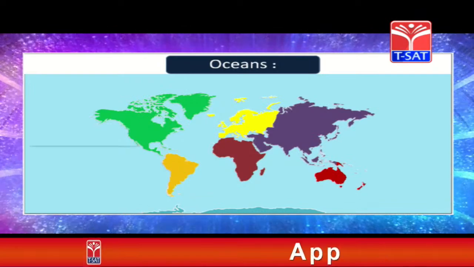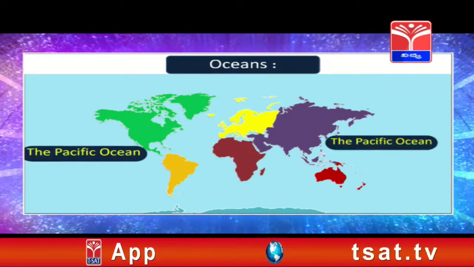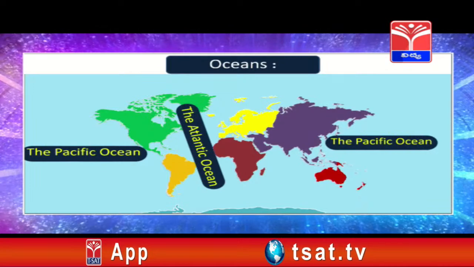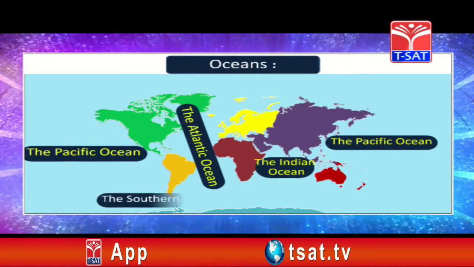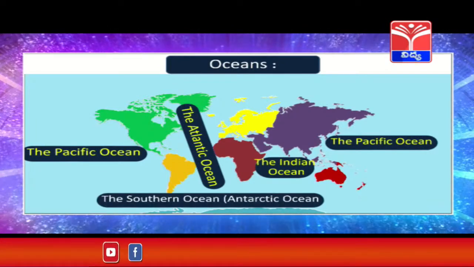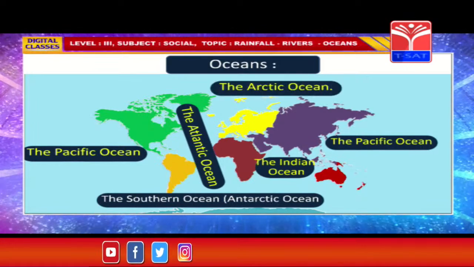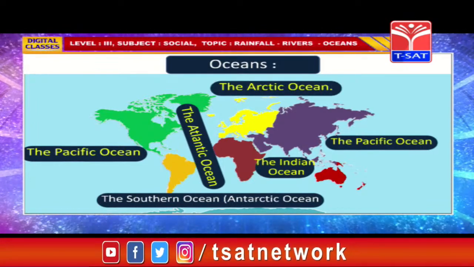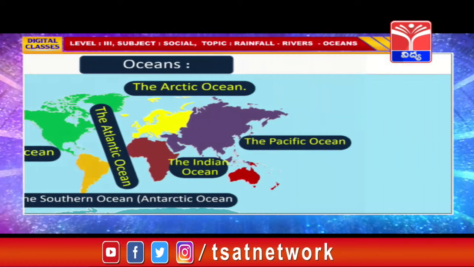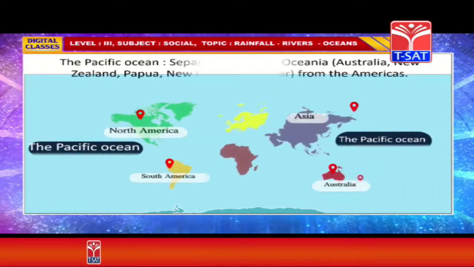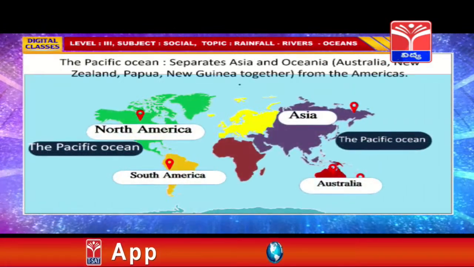So children, on the planet Earth, we have oceans and continents, but now I will be telling you about the 5 important oceans. That is the Pacific Ocean, the Atlantic Ocean, the Indian Ocean, the Southern Ocean or the Antarctic Ocean and the Arctic Ocean. Now let us learn about each ocean. We will begin with the Pacific Ocean, which is called the biggest ocean.